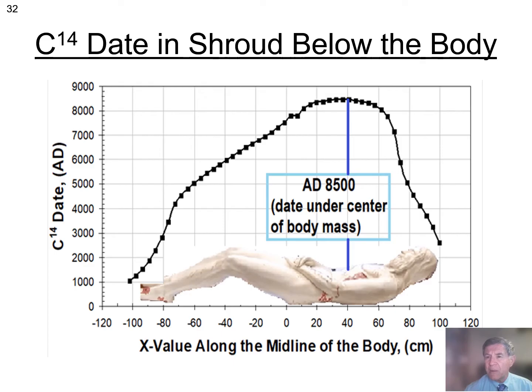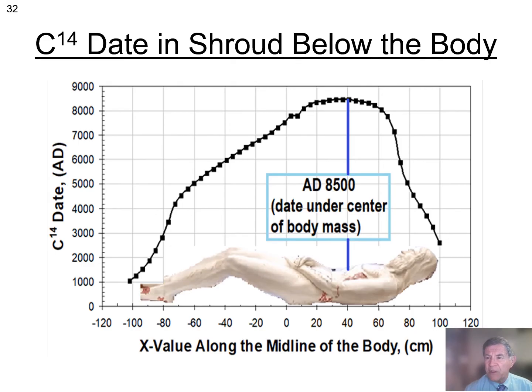The y-axis is MCNP's predicted carbon date that would be experimentally measured. The x-axis is the position in centimeters along the center line of the dorsal image on the section of the cloth that was below the body and the tomb. The curve is quite variable and shows a maximum carbon date of about 8,500 AD for a point under the center of mass of the body. The carbon date to the future, such as this, is calculated when the ratio of carbon-14 to carbon-12 is higher in the sample than exists in our surroundings.